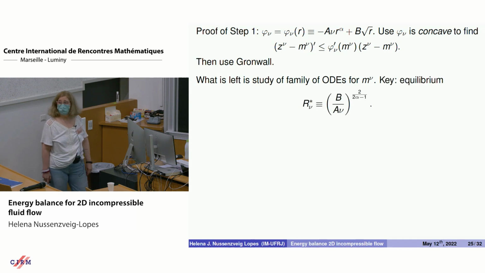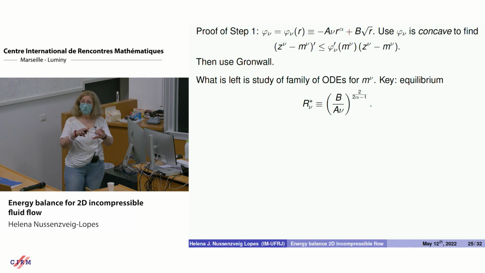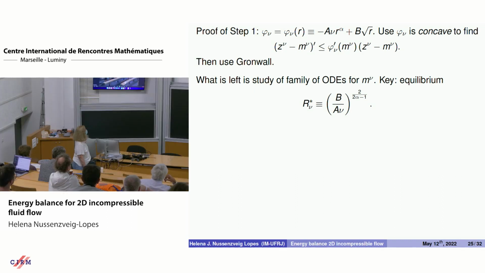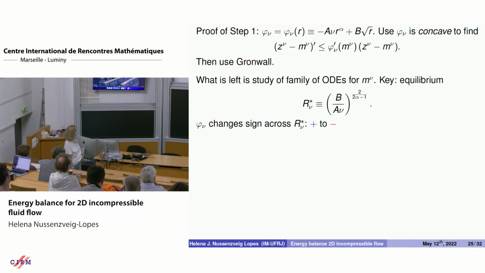And then we look at the behavior of this M. Okay, now the problem here is that we don't really know what's happening for the initial data, and the coefficients are nu dependent also. So the key is to look at the equilibrium for the equation for M, and to notice that phi changes sign just once. Okay, it goes from positive to negative.